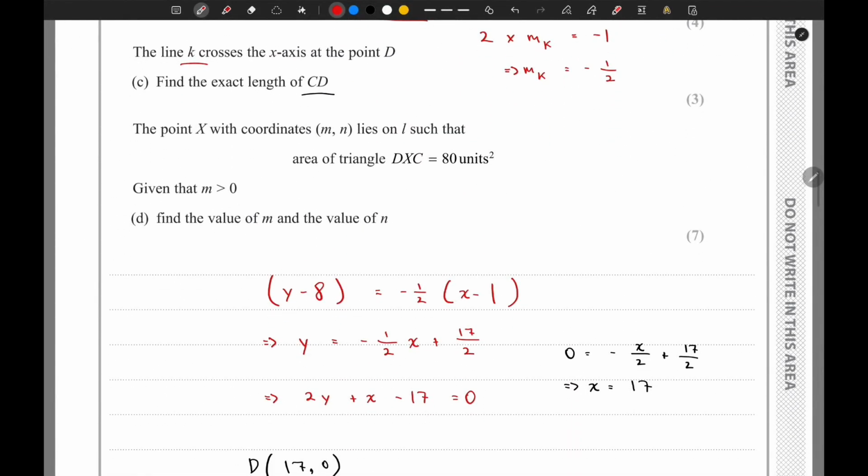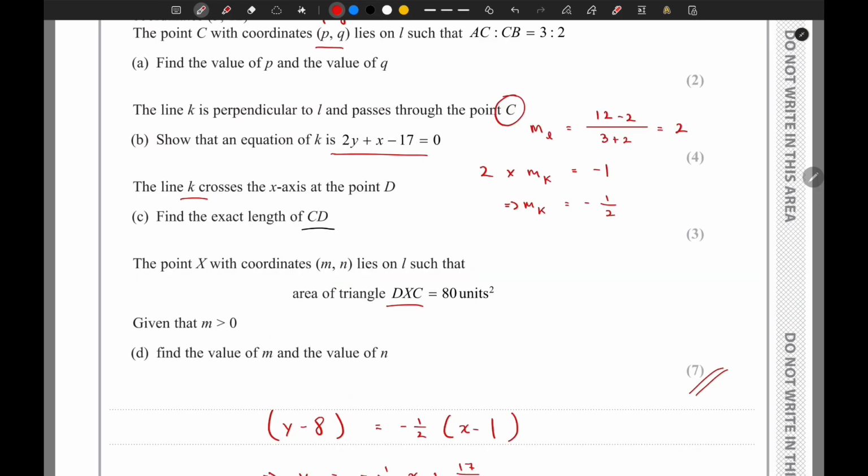The point X with coordinates M and N lies on L, such that the area of triangle DXC is 80 units. Given that M is greater than 0, find the value of M and the value of N. So this question is worth 7 marks. In order to understand this question, we need to sketch a diagram. Not an accurately sketched diagram, but it must be close to accurate, so that you get a better understanding of how the graph would look.